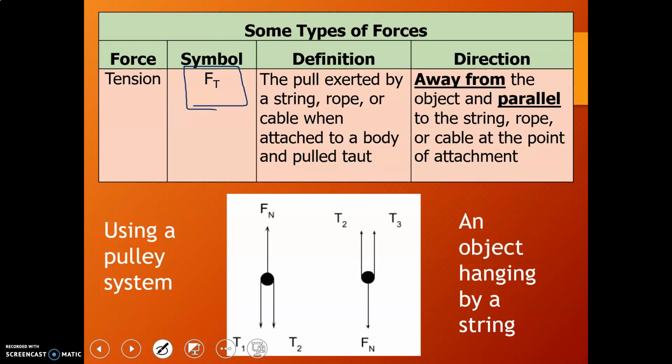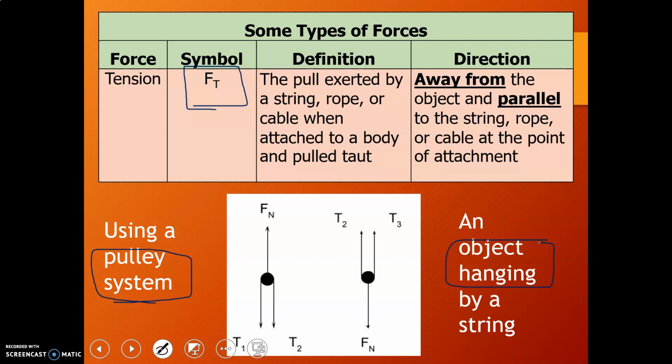And the strings are always pulled taut. That's important too. If their strings are not pulled taut, then there's no tension actually involved. So we could be talking about a pulley system. It could just be an object hanging by a string or by a rope. But the direction of this tension is away from the object and parallel to the string or rope.